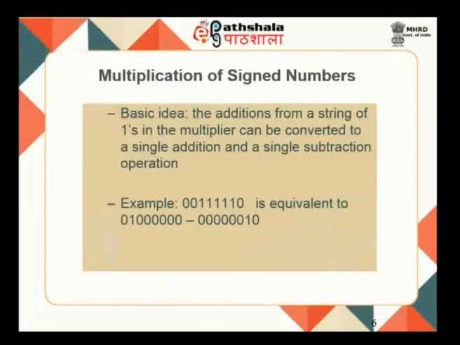Now, the basic idea here is, when you look at the addition from a string of ones in the multiplier, that can be converted to a single addition and a single subtraction operation. Say for example, when you have to do a 32 by 32 multiplication, because you have 32 bits in the multiplier, you have to basically form 32 partial products, and then all these partial products will have to be added using whatever addition technique that we discussed earlier. Now, instead of having 32 partial products, if you are able to reduce the number of partial products, that is going to reduce the number of operations to be performed. So, you are trying to utilize that concept.